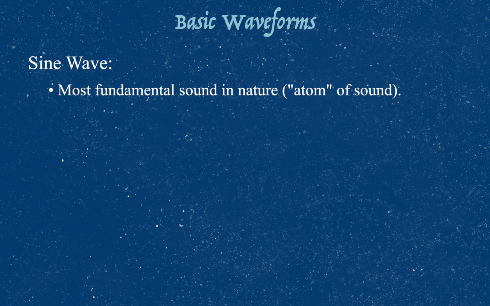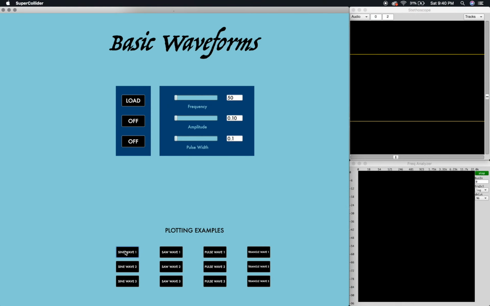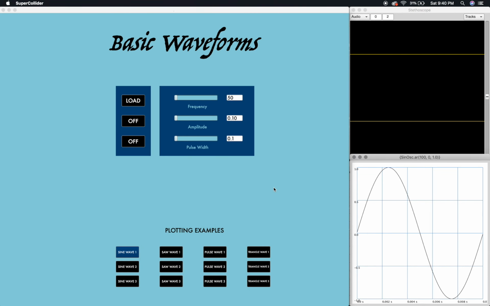Let's look at the sine wave plotted on a graph. Press sine wave 1 under the plotting examples. This first part is the first half of a cycle, and then there is the second half of a cycle. This would be considered one complete cycle. Take note of its shape. Each half of the cycle looks like a parabola. And imagine the x-axis of this graph, or the horizontal plane of this graph, represents time.